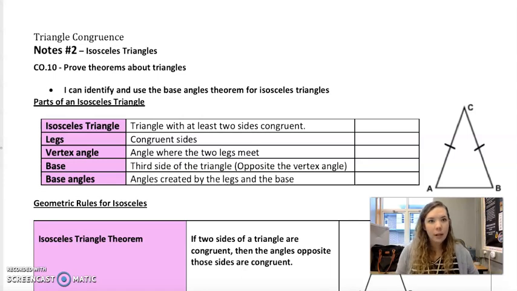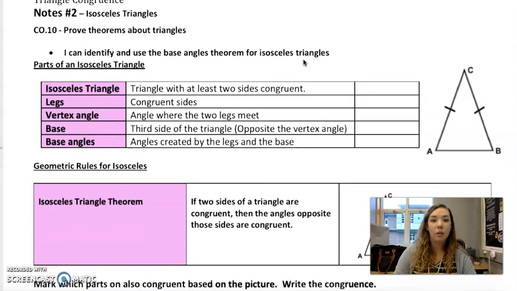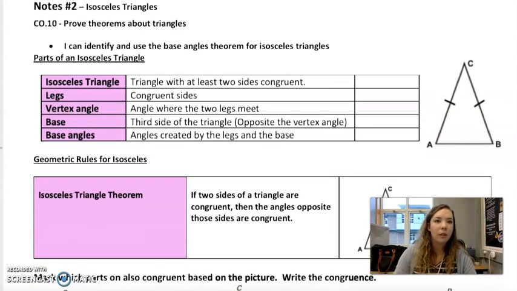All right, today we are going to focus in on isosceles triangles and equilateral triangles a little bit more. First, talking about isosceles triangles. So first, let's talk about parts of the isosceles triangle. So yesterday we talked about isosceles means a triangle with at least two sides congruent. And in fact, we don't really want to say at least two sides congruent, because if more than two are congruent, then it's equilateral.